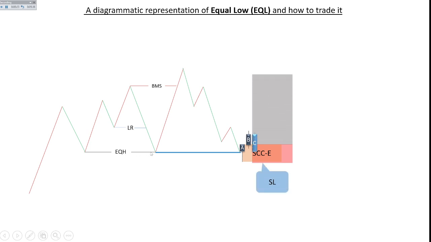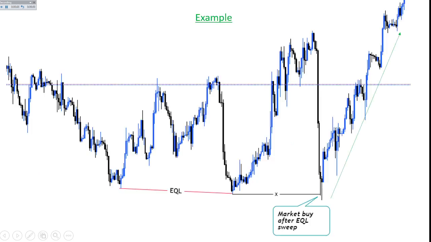As a result, you have this equal low being taken out, and as it is taken out, you see your candle A sweeps, your B confirmation, your C mitigation. You trade during your C mitigation, place your stop loss just below it, and you target your high. As simple as it is. There is nothing complicated.